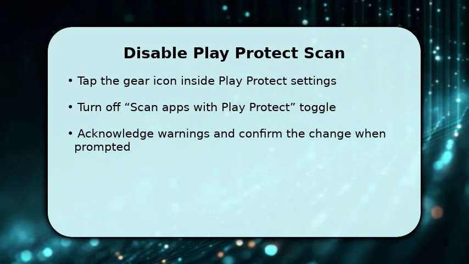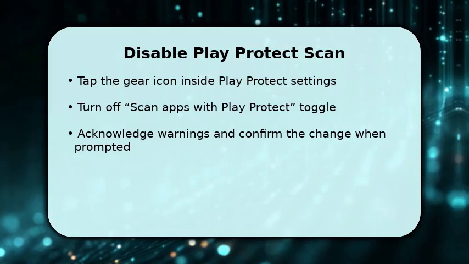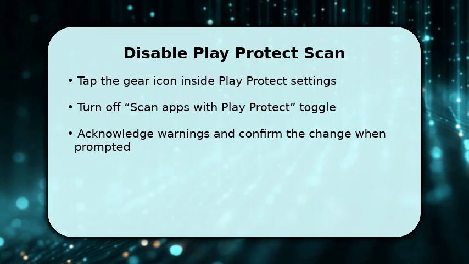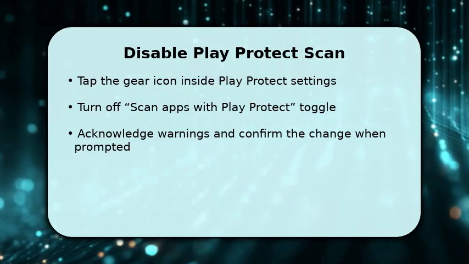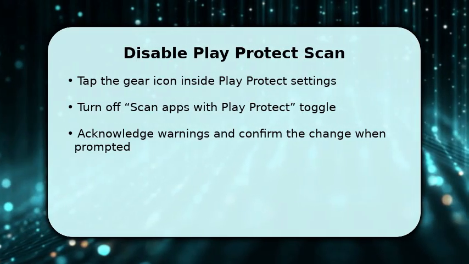Tap the small gear icon in the Play Protect screen to open scanning preferences. You should see the Scan Apps with Play Protect toggle. Flip it off. You'll get a clear warning about reduced security. Read it. Confirm that you understand the risk and accept the prompt to deactivate scanning.